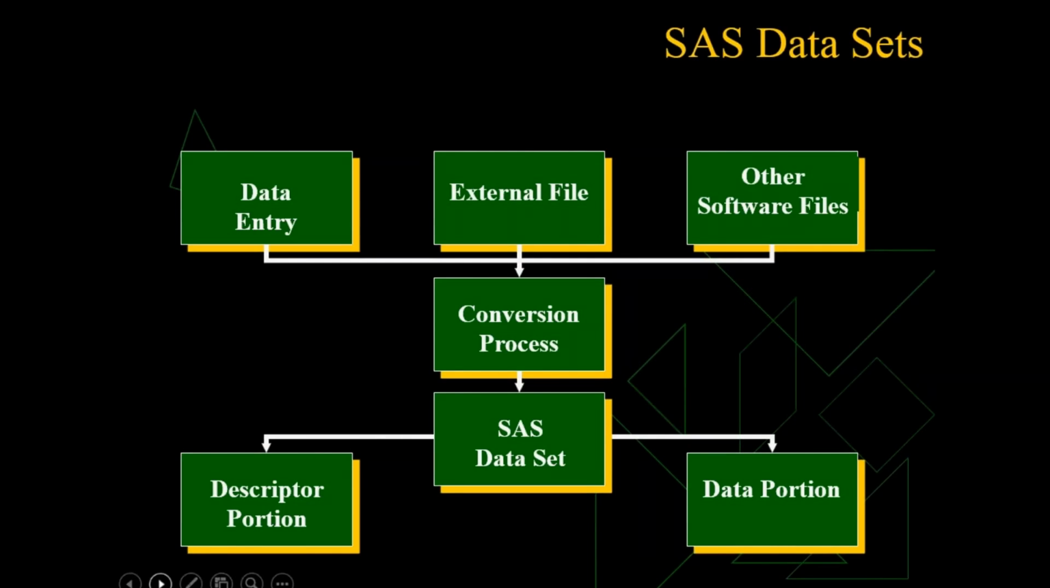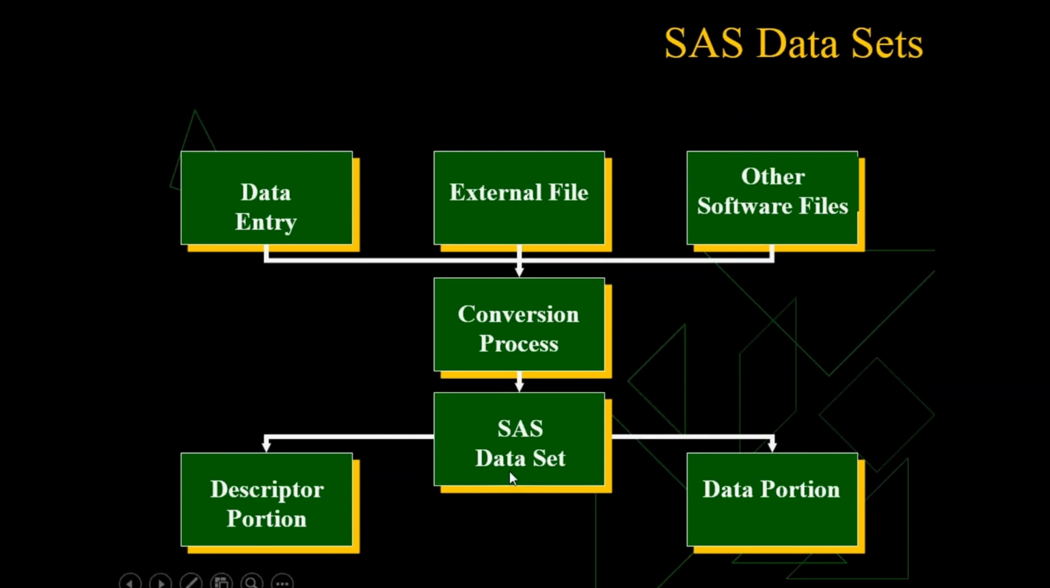Now when we are getting the data, either if it is small data I enter inside the code only, or I'm using an external file, or other software files come as source data. Now we do have some conversion processes. Using those conversion processes, we will convert the data from raw data to the SAS dataset format. So the first task is to convert the data from raw data to the SAS format.